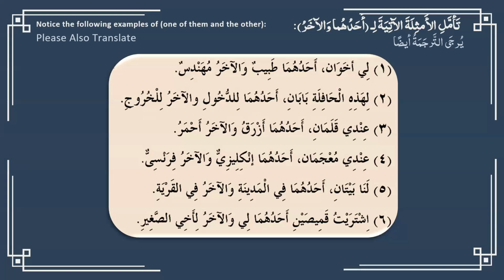In the Kalamani, I have two pens. أحدهما أزرق, one is blue. وآخر أحمر, and the other is red. In the Mu'jaman, I have two dictionaries. أحدهما إنجليزي, one of them is in English. وآخر فرنسي, and the other is in French.